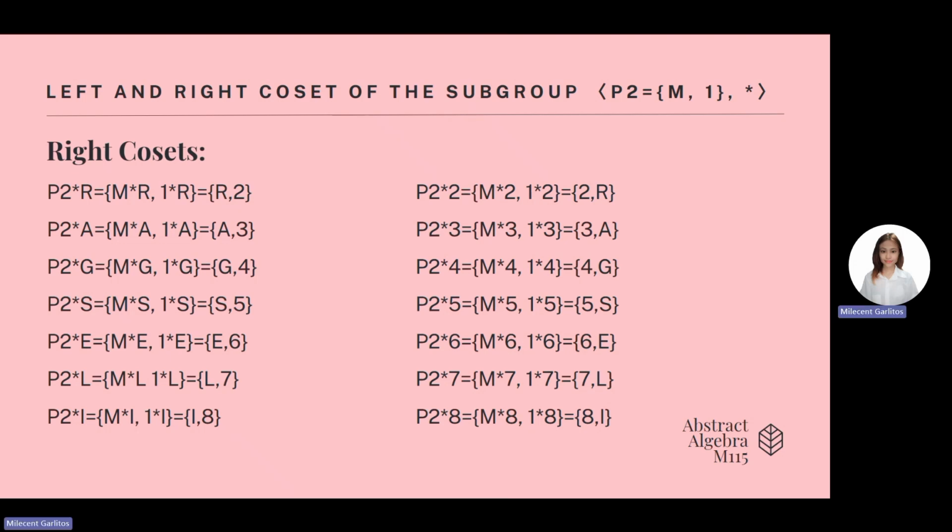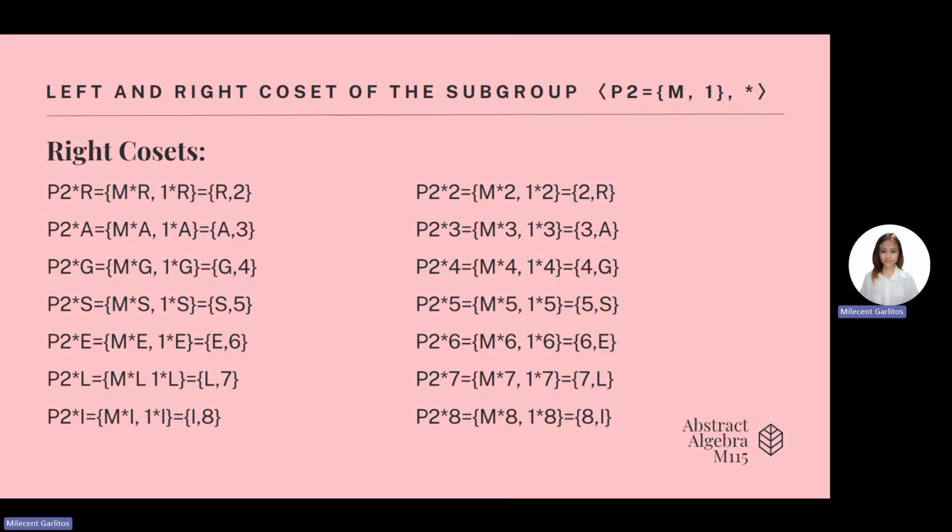The result would be 1 and 8. P sub 2, we operated with element 2, it would then be M star 2 and 1 star 2. Result would be 2 and R. P sub 2, we operated with element 3, M star 3 and 1 star 3. Result would be 3 and A. P sub 2, we operated with element 4, it would then be M star 4 and 1 star 4. Result would be 4 and G.